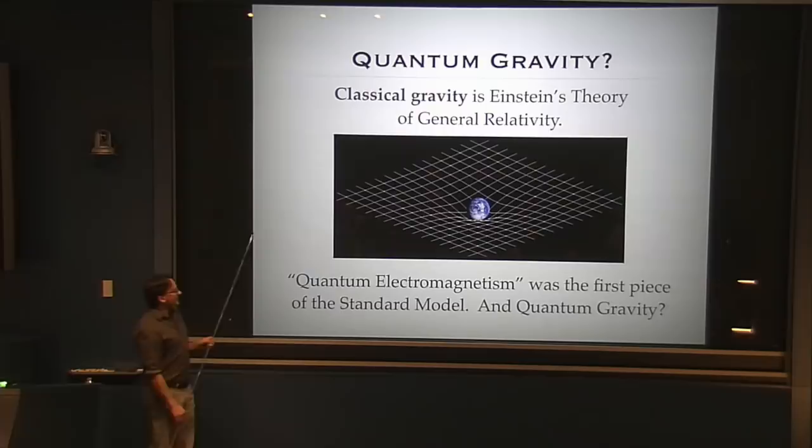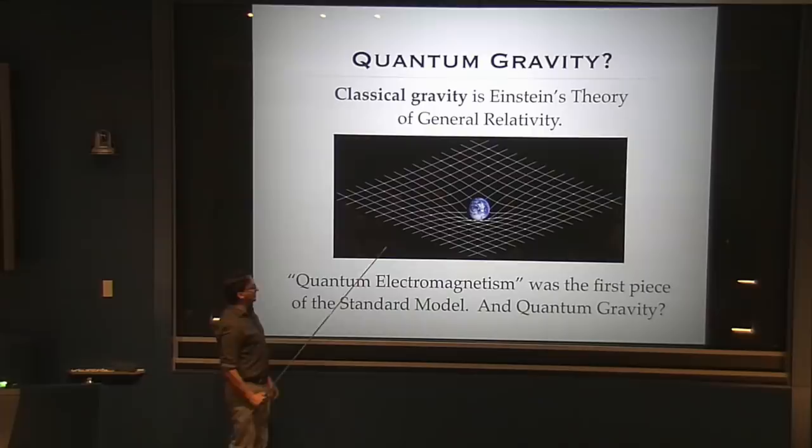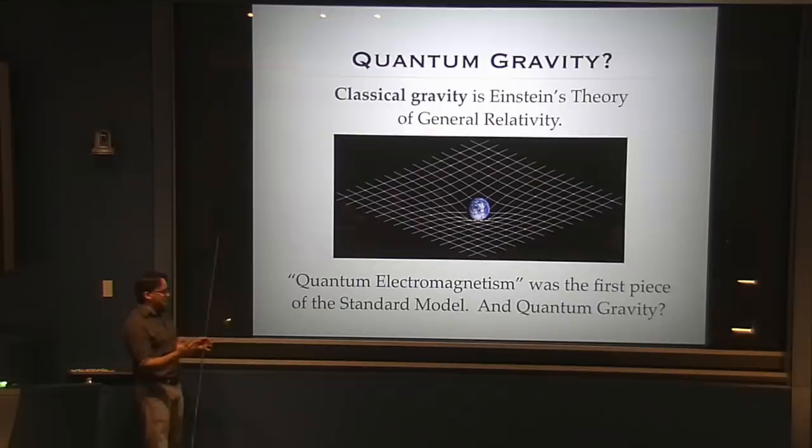So heavy objects like the Earth cause curvature in space and time. That causes particles and light, both, to follow curved trajectories. And that's how the gravitational force effectively comes about. So what is quantum gravity? Quantum gravity is the attempt to unify general relativity with quantum mechanics.